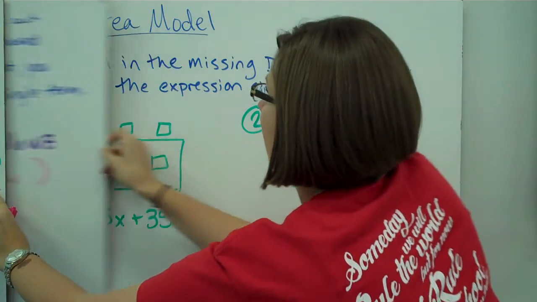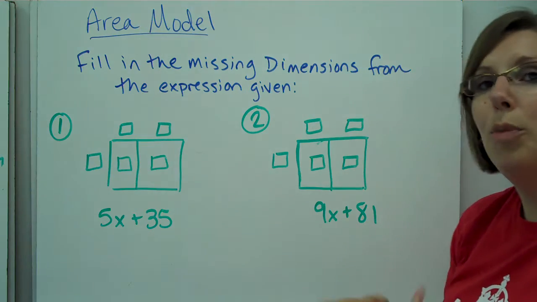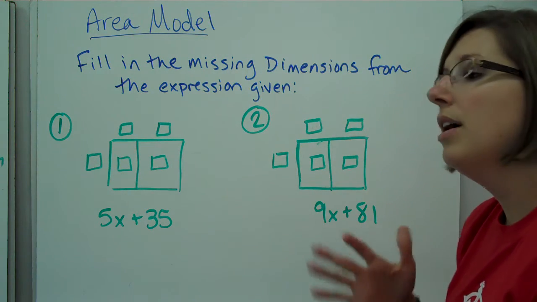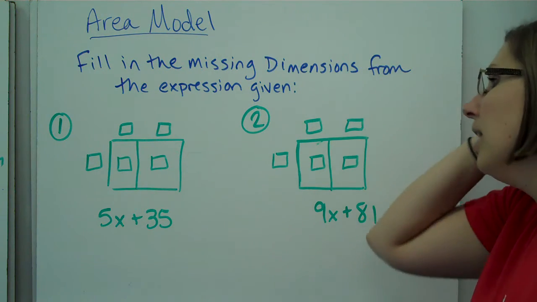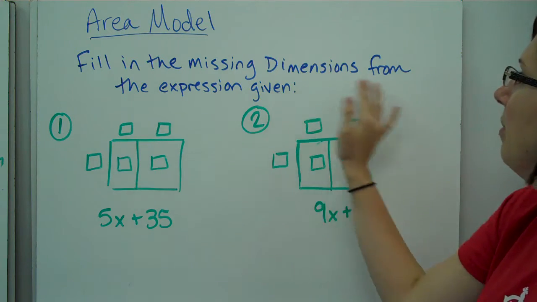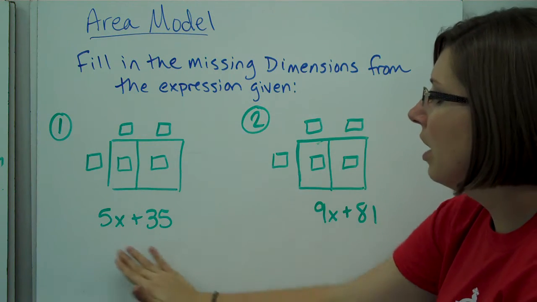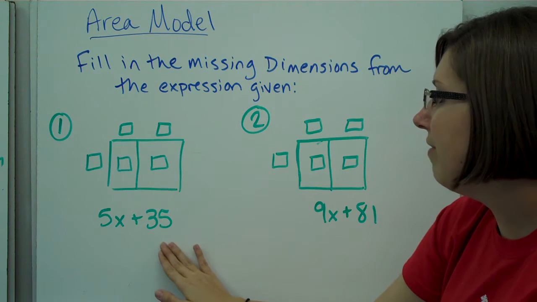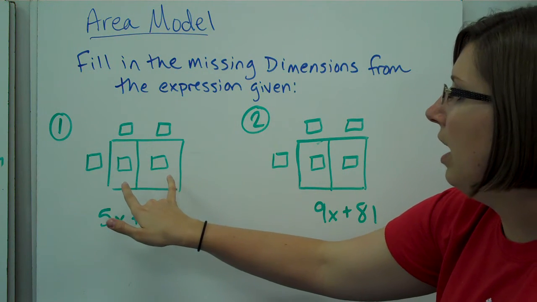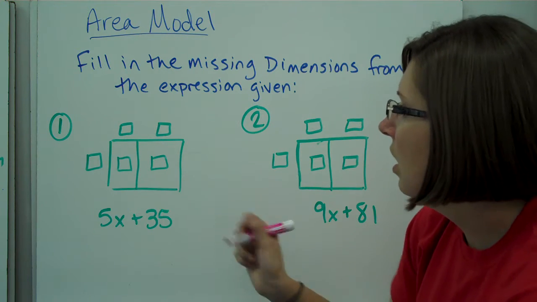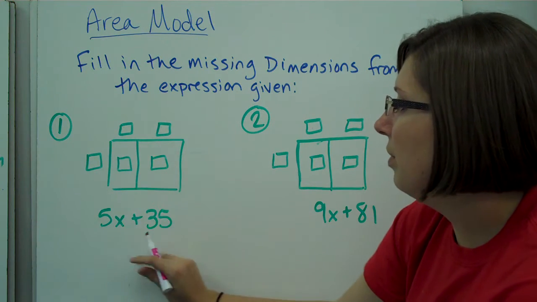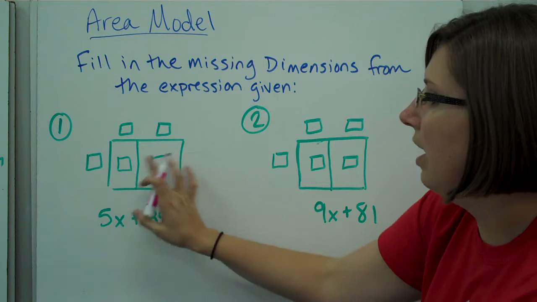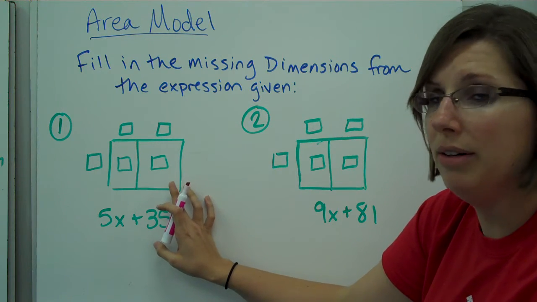Let's look at an area model to help us maybe understand this concept just in a different way. It says fill in the missing dimensions from the expression given. So I've got 5x plus 35, and what I would do here is fill in this 5x plus 35 in my model.